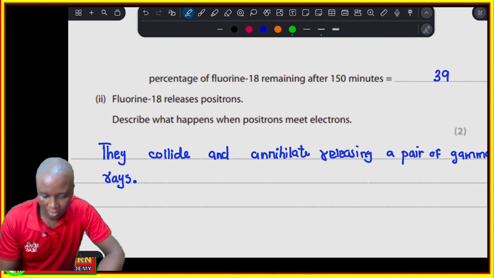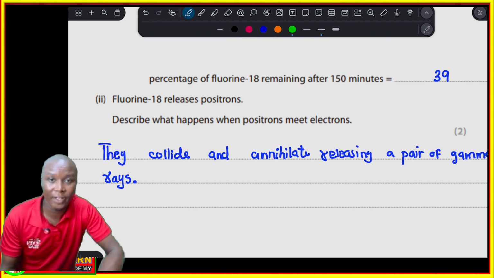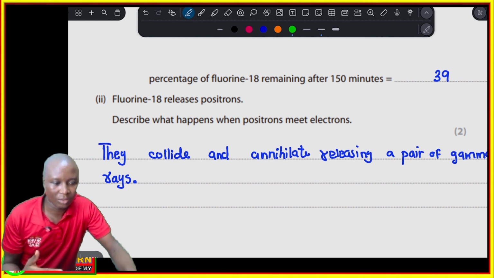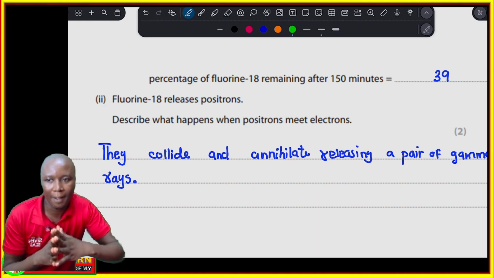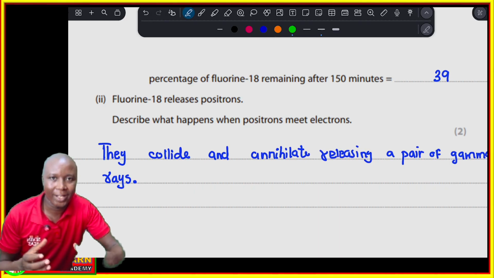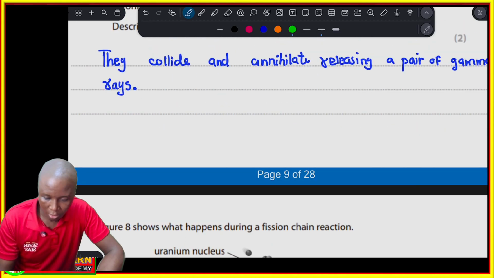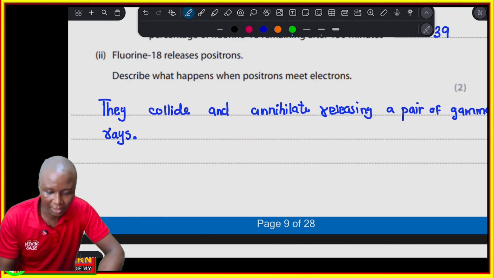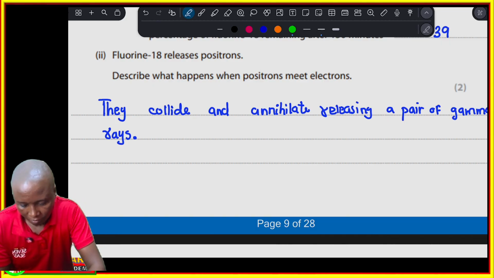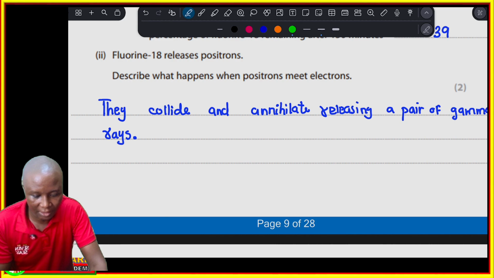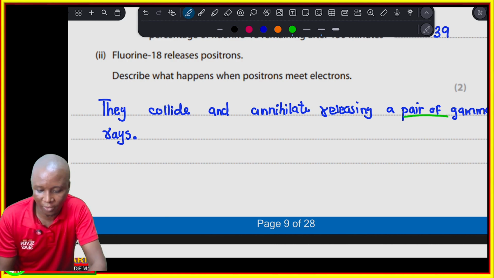Describe what happens when a positron meets an electron. Whenever a positron meets an electron, what you need to understand here is that this is a particle and its antiparticle. When a particle and the antiparticle meet, annihilation takes place, so that gamma photons are emitted, which go in opposite directions to conserve momentum. So you are going to say, as they collide, they annihilate. They collide and annihilate, releasing a pair of gamma radiations.